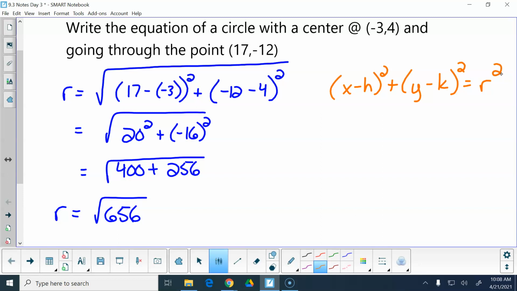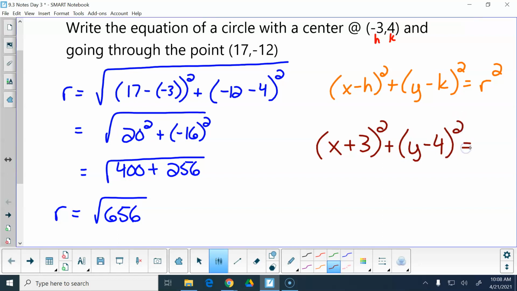Okay? Thank you, Mr. Schumacher. Yeah. So then in the center, H and K are there. So my equation would be x minus -3, so that's quantity x plus 3 squared plus y minus 4 quantity squared equals 656.